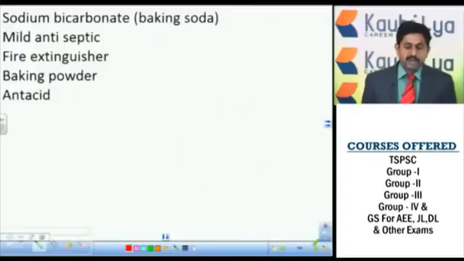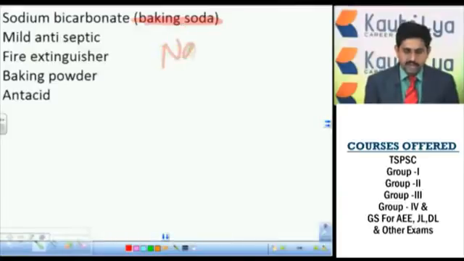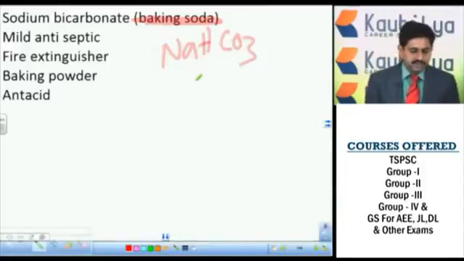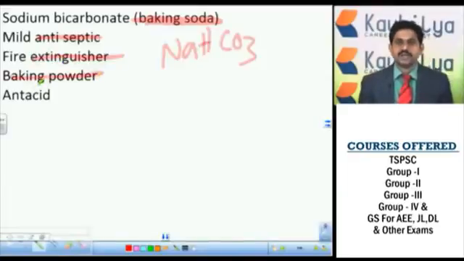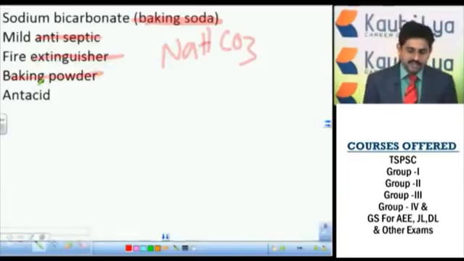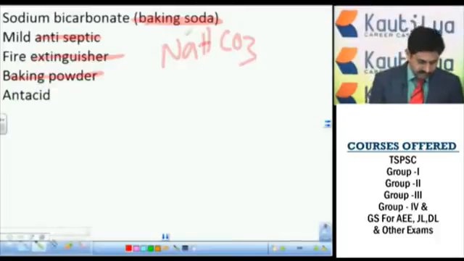Next, sodium bicarbonate. Sodium bicarbonate is called baking soda. Baking soda, the formula for baking soda is NaHCO3. It is used as an antiseptic, it is used in fire extinguishers, and in baking, it is useful for the manufacturing of baking powder. Baking powder is nothing but baking soda plus tartaric acid. Already we have discussed this one.